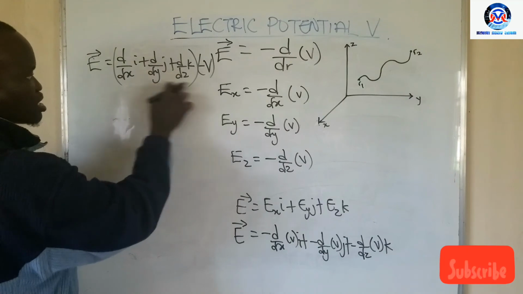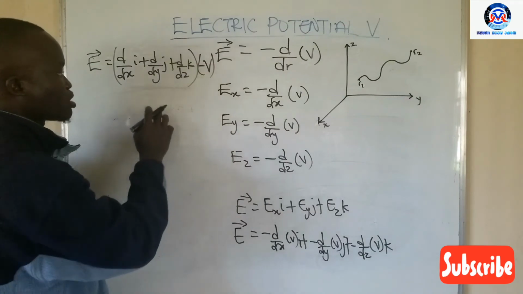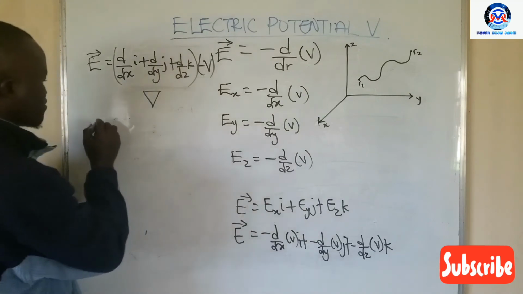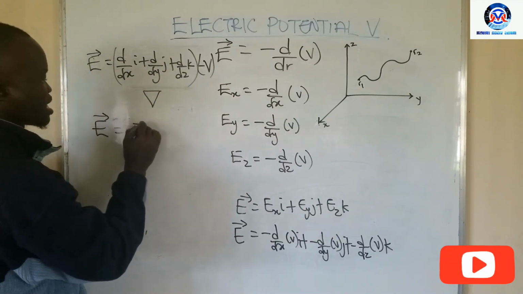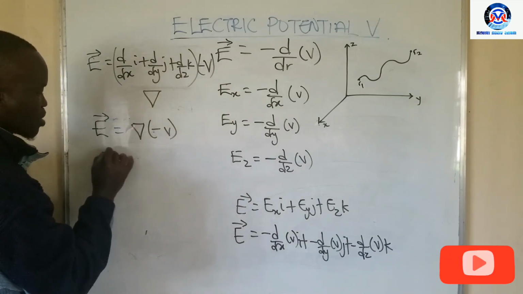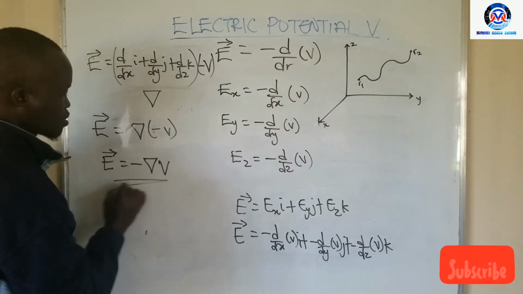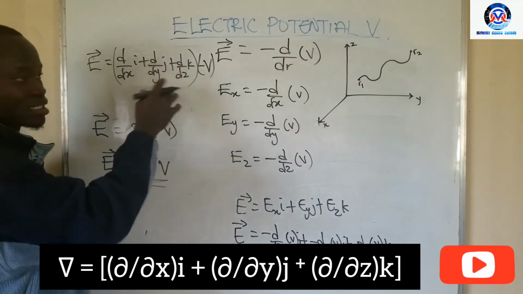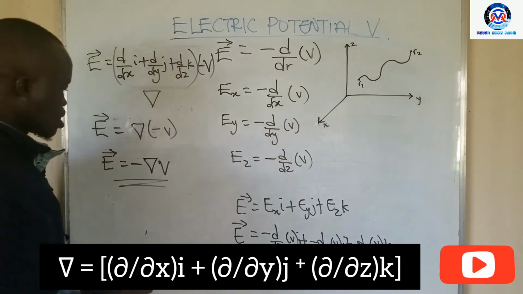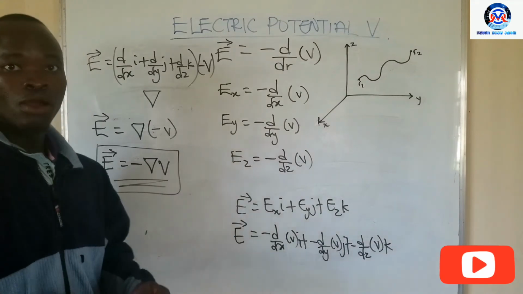This expression in the bracket is called the grad, and it is denoted with the symbol called nabla. So now we have that the electric field vector is nabla multiplied by negative V, and our electric field vector is negative nabla V, where this nabla is called the grad, and nabla is simply this expression over here. So this is the relationship between the electric field vector and the electric potential.